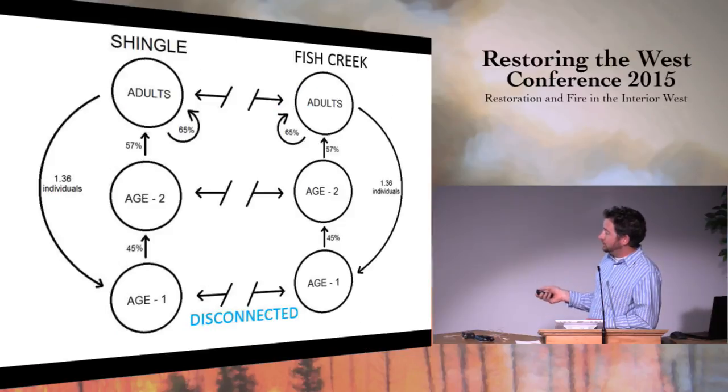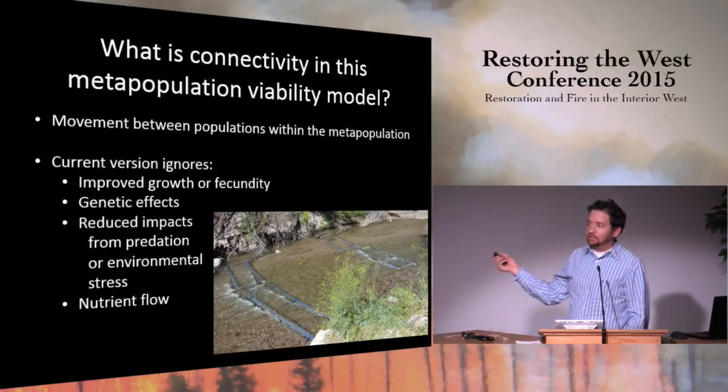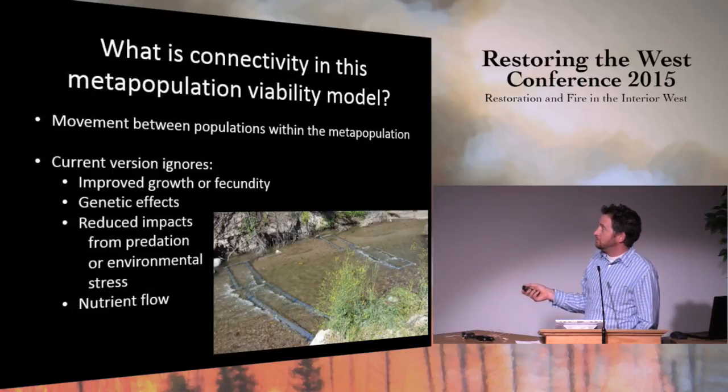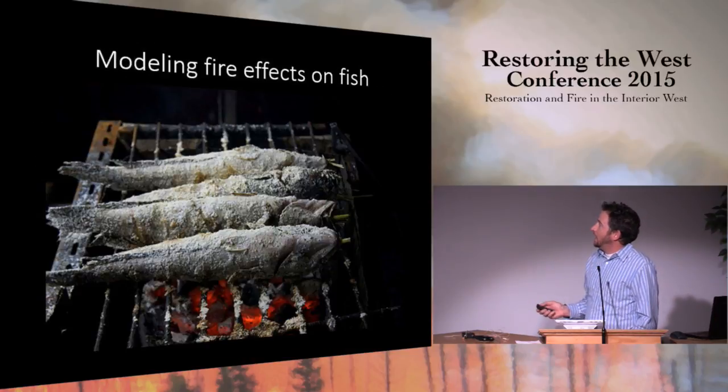I'm also interested in looking at how this works when the populations are disconnected. So when the fish can't move from one location to another. This likely underestimates connectivity. This isn't the final version of this model, but it's currently ignoring improved growth or survival impacts that likely come from connectivity. Now I need to introduce fire onto this fish population and see how they do.